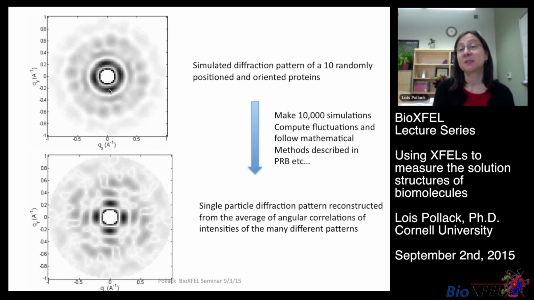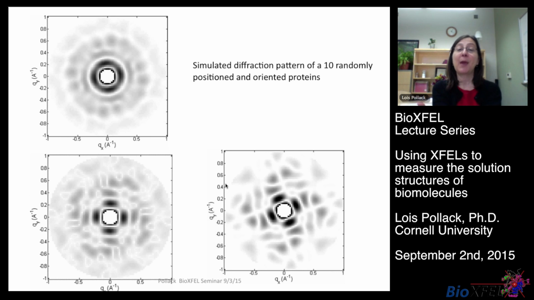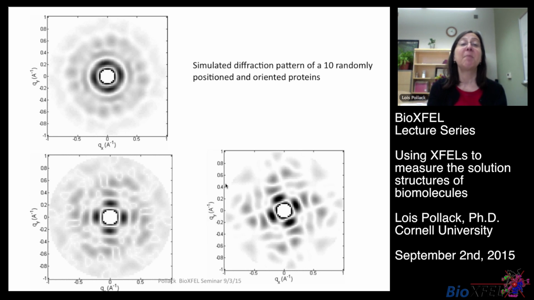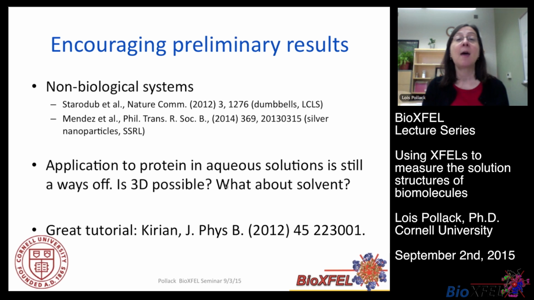And if you make tens of thousands of simulations, here 10,000 simulations, compute the fluctuations and follow the mathematical methods described in his paper, you can actually retrieve the single particle diffraction pattern from the average of all of these correlations. And this pattern is to be compared with the single particle diffraction pattern computed from a single protein. And you can see that there are some resolution challenges, but this is really remarkable. And I should say that this is a simulation, and because of background and noise, it can take many, many, many more than 10,000 patterns, probably more like 1 million patterns to do this in practice.